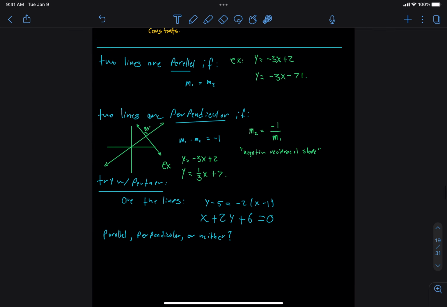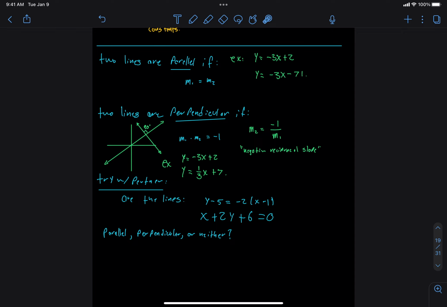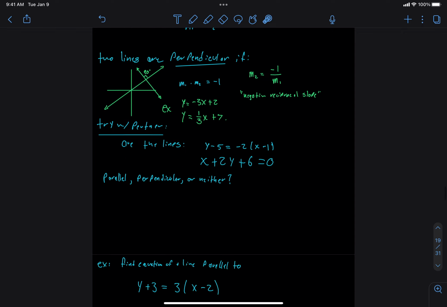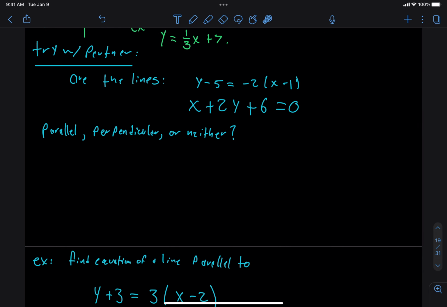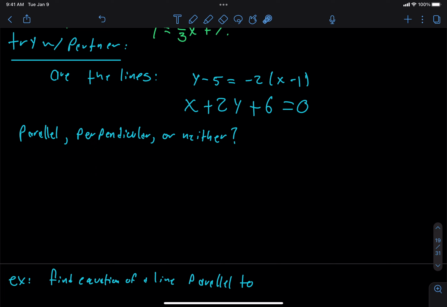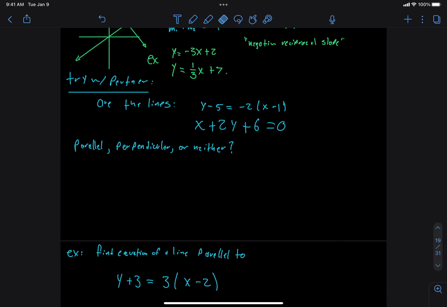So that's perpendicular lines. Maybe you're shuffling because you're about to try with a partner. All right, so let's try with a partner. Our goal here is to take two lines. I've given one line in terms of point slope form, and I've given another line in terms of general form, the stupid one. And we're supposed to determine whether they are parallel, perpendicular, or neither.